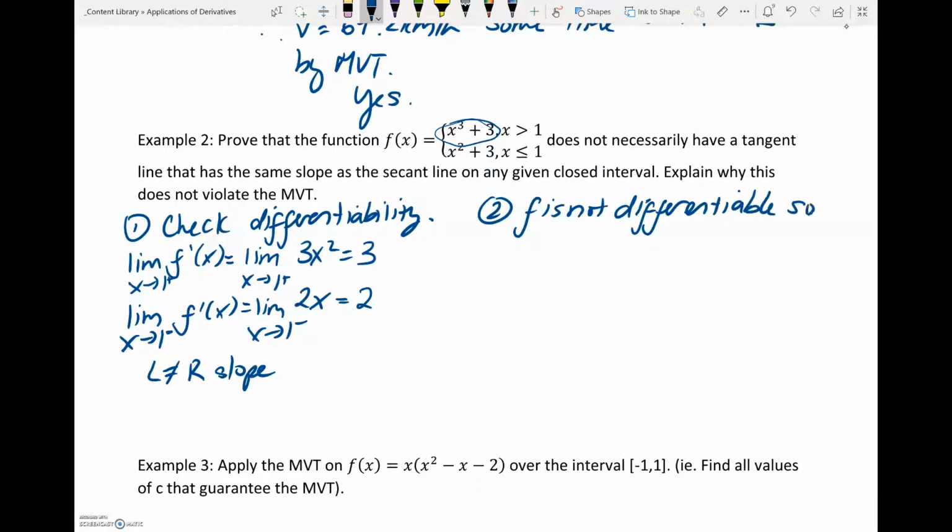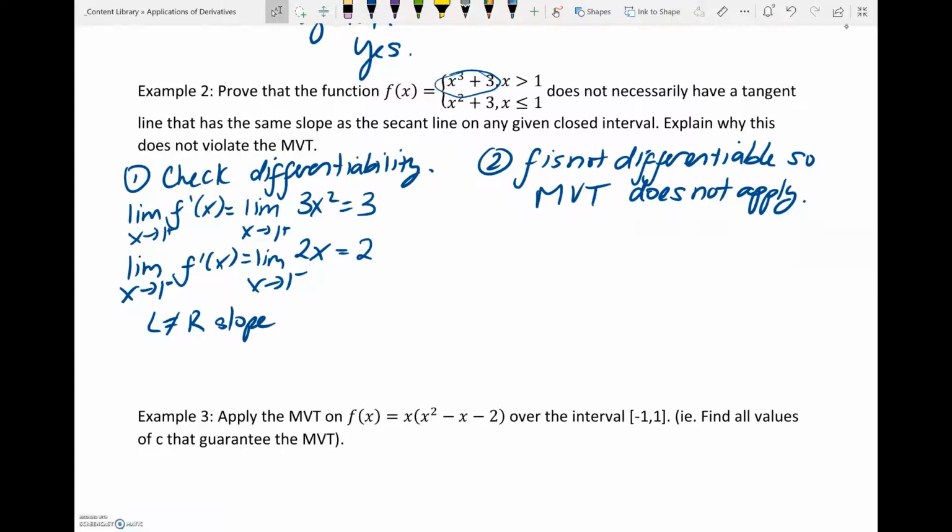And so the MVT does not apply. This doesn't violate the MVT because we couldn't even use it anyway. And we're not sure if there's a tangent line that has the same slope as the secant line because we couldn't use the MVT. So we can't exactly guarantee it.